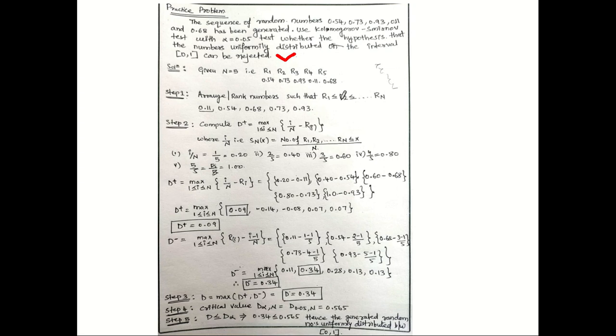This is done here. Compute D plus for all the random numbers, compute D minus for all the random numbers, and find the maximum of D plus and D minus, that is the test value. Compare this with the critical value. Here the test value is less than or equal to the critical value, which is obtained from the table. Hence all these given random numbers are distributed between 0 to 1.